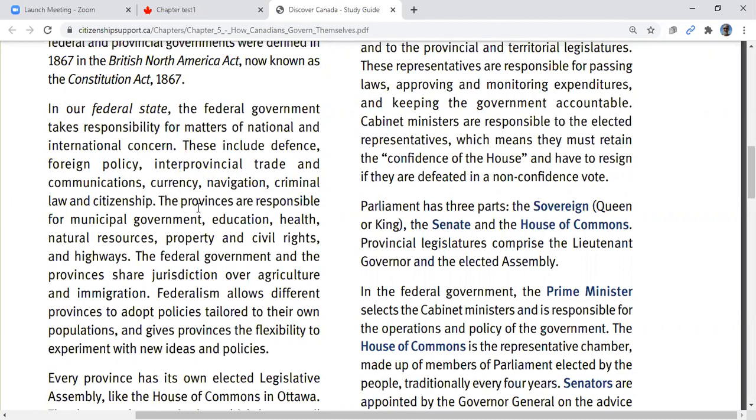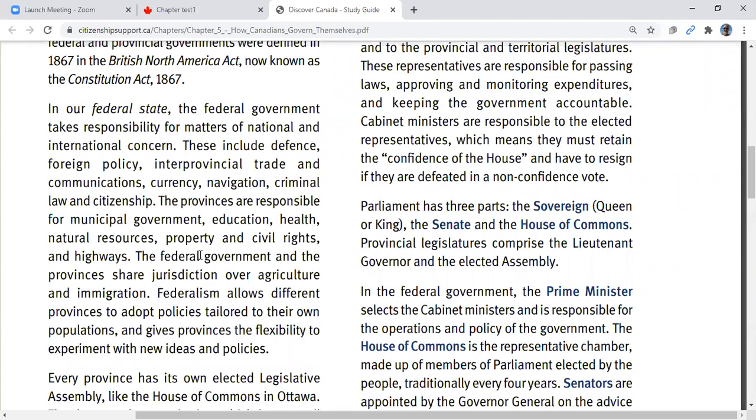And then the provinces, they have to look after municipal government, so they're responsible for the city governments. They do education, so schools. They do health, so hospitals. They do natural resources, things like oil or coal or wood. And they do property and civil rights. Civil means things that aren't a crime, so things like divorce. And then they do highways. So those are all the things there.